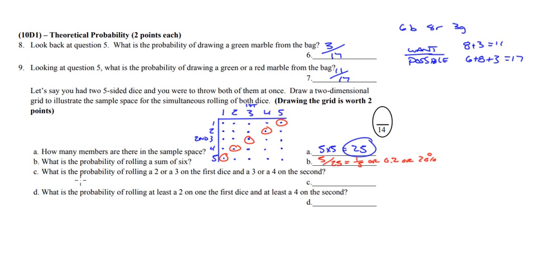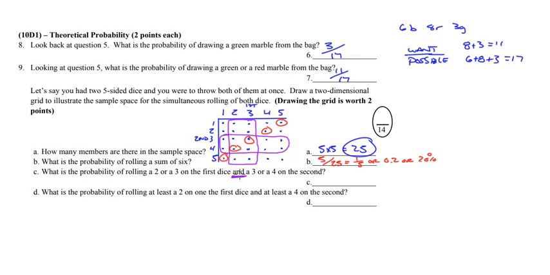Let's take a look at what's the probability of rolling a 2 or a 3 on the first die and a 3 or 4 on the second die. So a 2 or a 3 on the first die. Here's our first die, so here's where we get 2s and 3s. And then we also have to roll a 3 or a 4 on the second die. So here's 3 and 4 on the second die. That's all of these here.